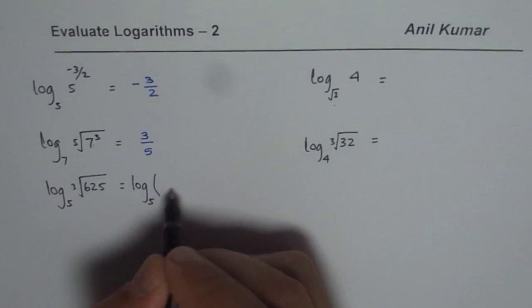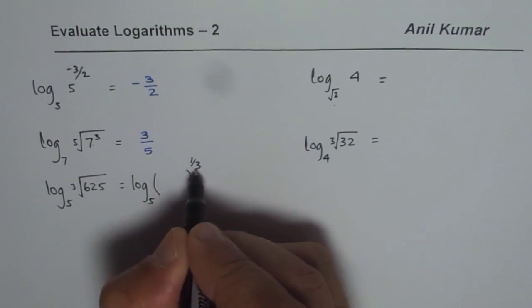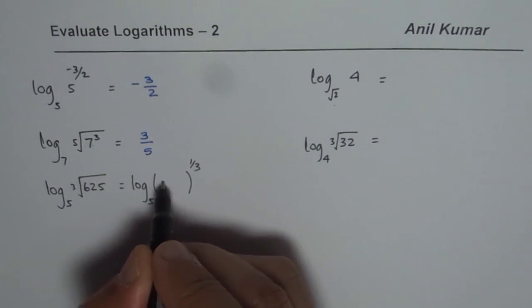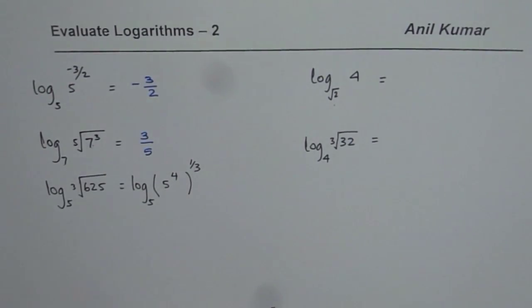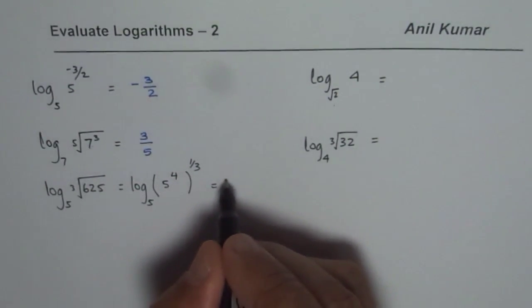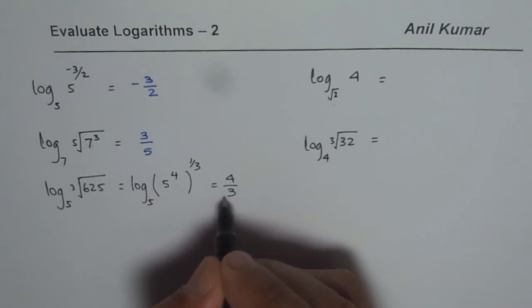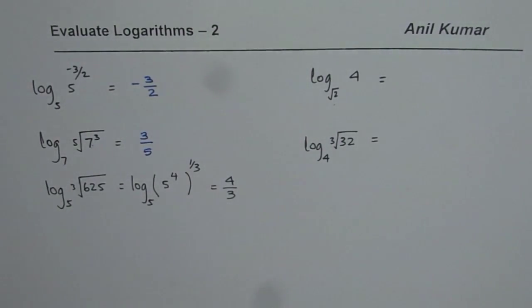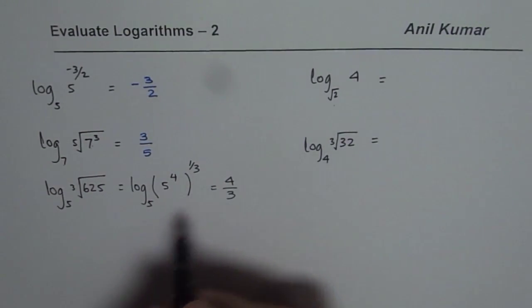So for this equation, we can write this as log to the base 5 of, we have cube root, right? So I'm writing cube root here, and 625 as 5 to the power of 4. You get the idea. When you multiply these exponents, you get your answer as 4 over 3. That is how you can find the solution of this question. That is the idea which we are trying to explore here.